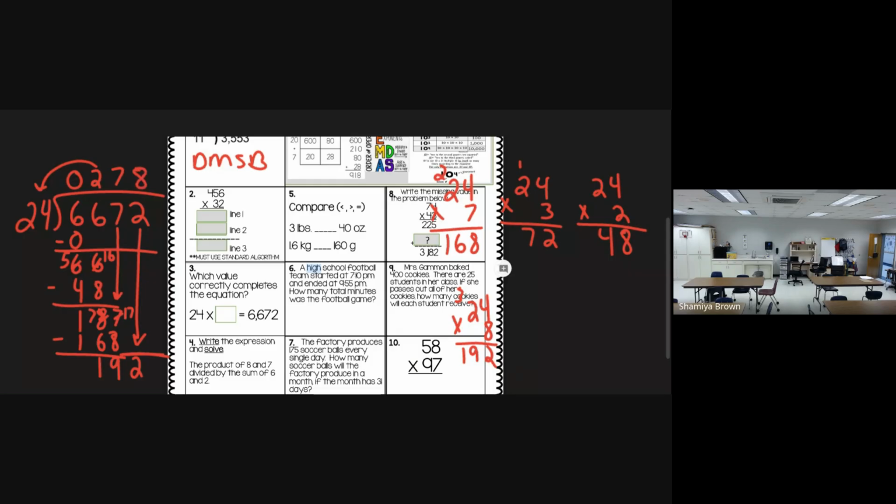That goes up here. Then I multiply 8 times 24. That gives me 192. And I'll subtract that and I'll get 0. So my answer is 278. Okay. And yep, so that's 278. And that's it for that one. The next one says write the expression and solve. The product of 8 and 7 divided by the sum of 6 and 2.